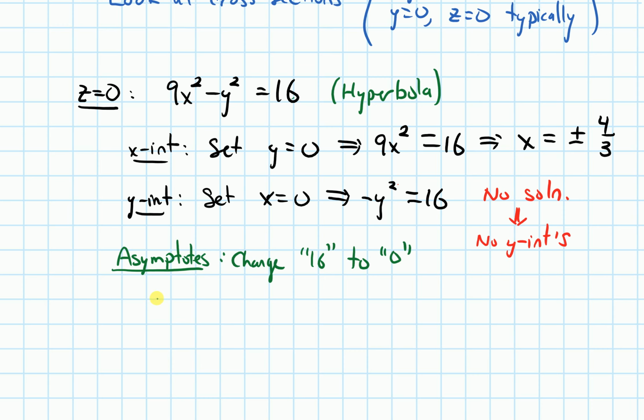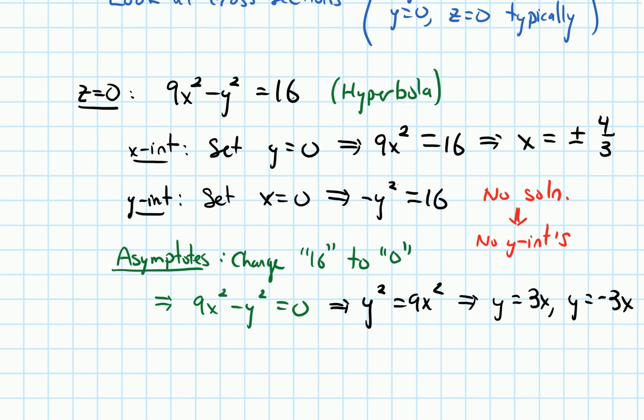And if we do that, we end up with 9x squared minus y squared equals 0. And if we rearrange this, we get y squared equals 9x squared. And now I can square root both sides. And doing that, we get two different things. We get y equals 3x and y equals negative 3x. Okay, so those are going to be our two equations of our asymptotes here.